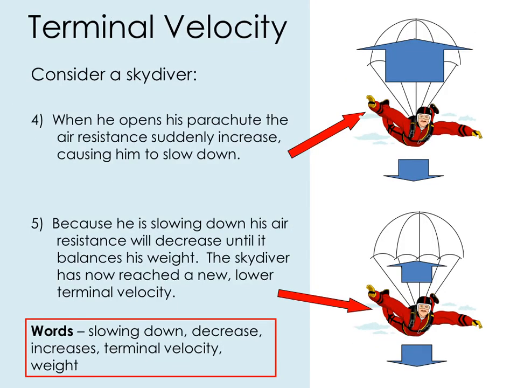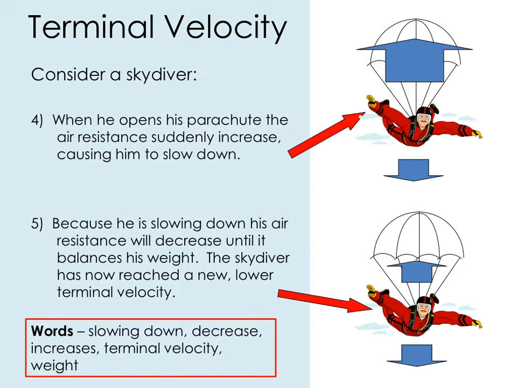So when the parachute is opened, the parachute has a large surface area, so that increases air resistance. So when the skydiver opens his parachute, air resistance suddenly increases, and that causes the skydiver to slow down. Because if you imagine at this point, your resultant force is acting upwards, therefore you're decelerating.